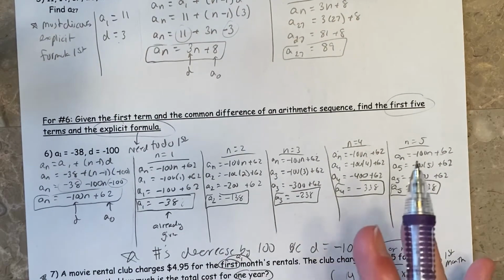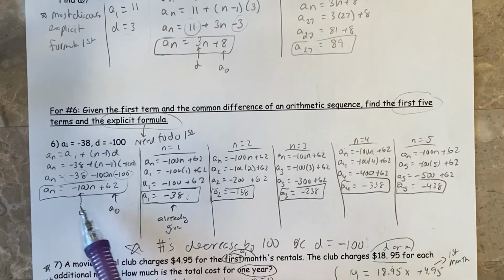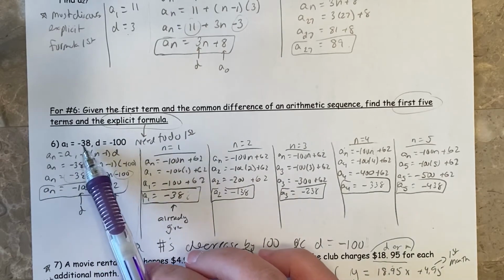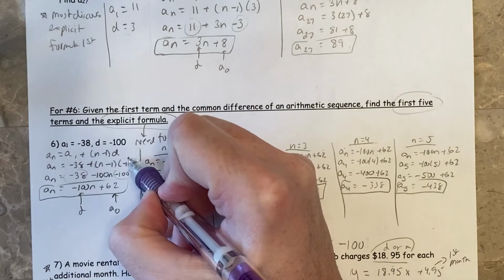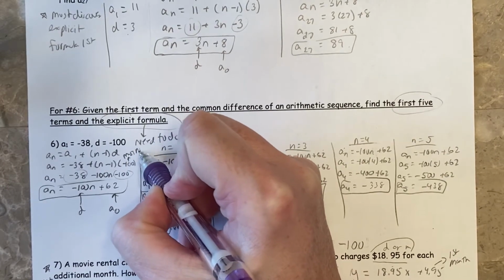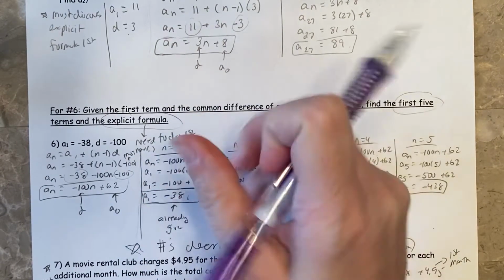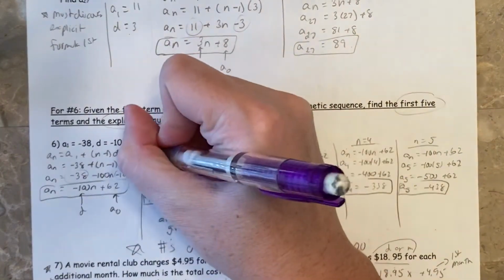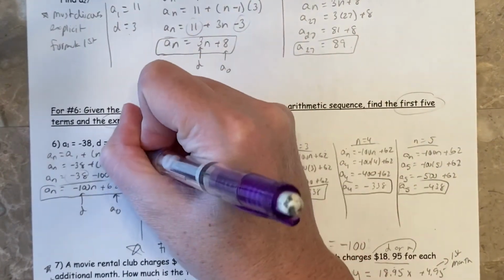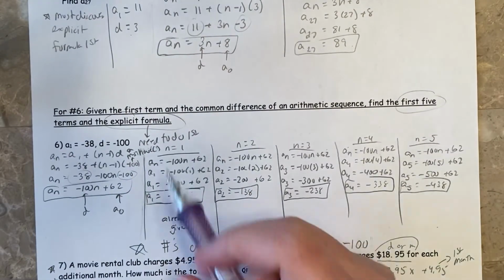Okay, number 6, given the first term and the common difference, find the first 5 terms in the explicit. So again, as stated above, you have to get your formula first. They gave us a sub 1. They gave us negative 100. Make sure you must have parentheses.